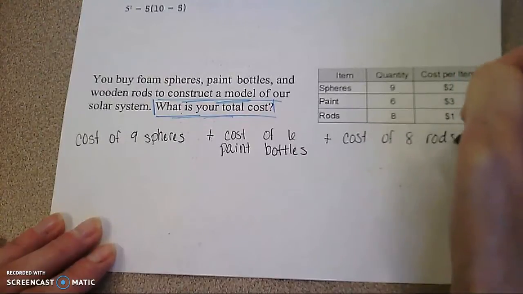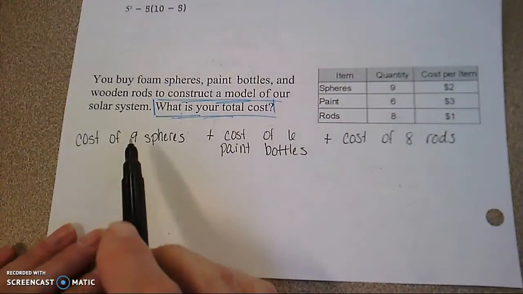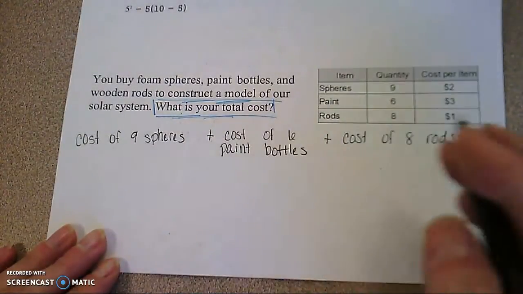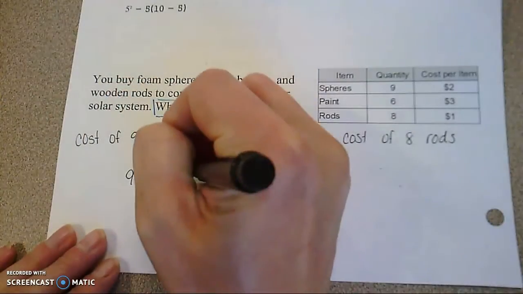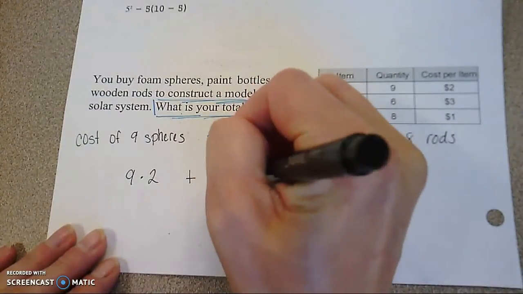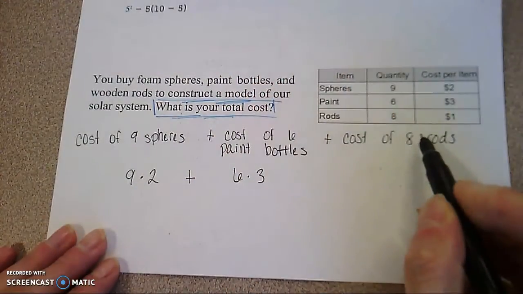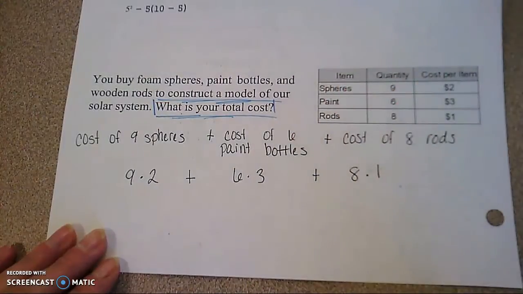So we aren't just looking for an answer here. Remember, we focus on the process. How did we get there? So we're showing how we get the answer. We could probably just add and multiply and figure this out, but we're going to show our work using order of operations. So what I'm going to do, my cost of spheres, I have 9 of them. They're $2 a piece. So that becomes 9 times 2. Plus, we have 6 paint bottles, and they're $3 a piece, so 6 times 3. Okay, we have 8 rods, and they're $1 a piece, so that is 8 times 1.